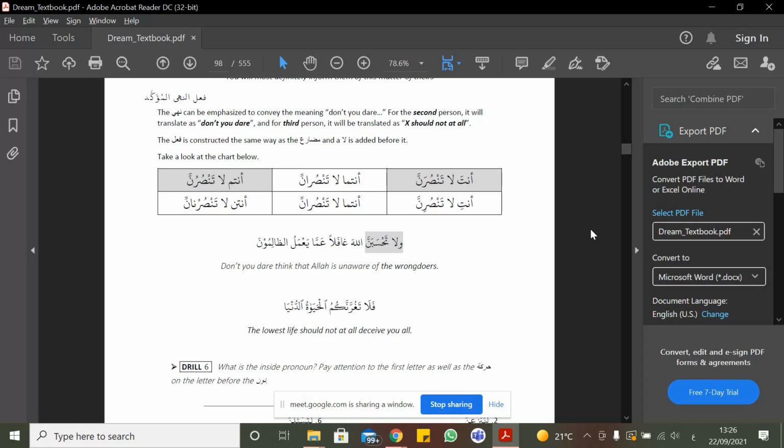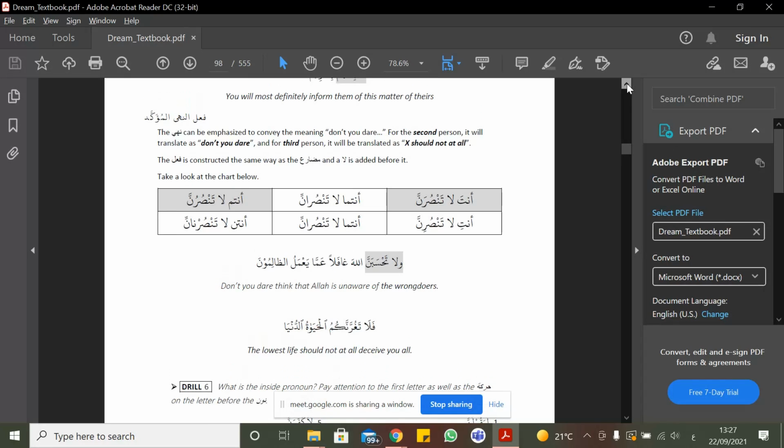Please, sister, carry on. The fail is constructed the same way as the mudare, and la is added before it. Take a look at the chart below. Okay, so failul nahi, when we constructed failul nahi, what was that? We have fail mudare in the lightest form, and what did we have? La before it, right? So when we have a fail mudare in the lightest form and la before it, it is failul nahi. But when we are doing it now, we are putting la before it. And we are keeping the chart as it is that we had as a failul mudare muakkad.